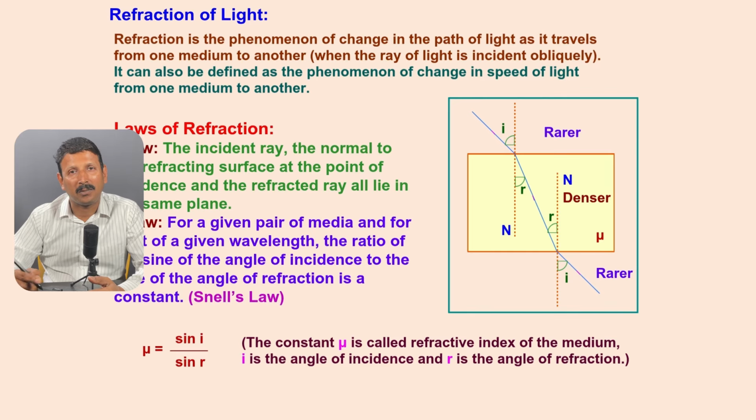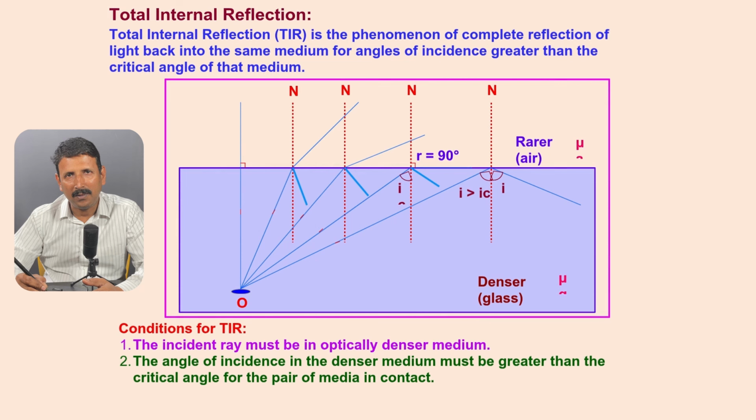The second one is Snell's law. It says the ratio of the sine of the angle of incidence to the sine of the angle of refraction is a constant. The name of the constant is refractive index. Based on this, we are going to solve our numerical.